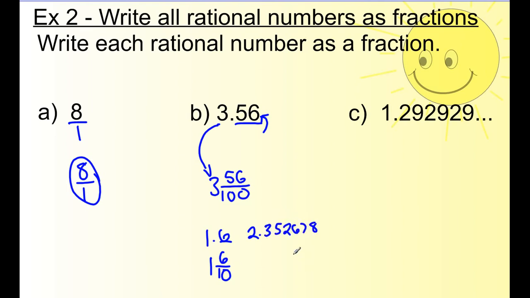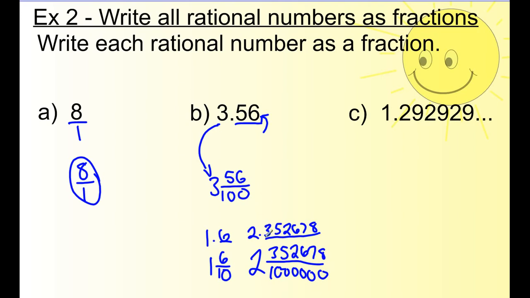2.352678, and if that's a terminating decimal, it stops right there. If we want to write that as a fraction, 2 would be the whole number. You put this on the top, so 352678. And since there are 1, 2, 3, 4, 5, 6 numbers on the top, you put a 1 followed by 1, 2, 3, 4, 5, 6 zeros on the bottom.